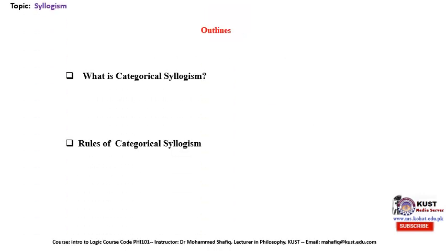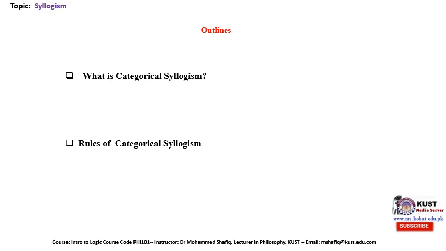The outline of this lecture basically consists of the definition of what is categorical syllogism and also what are the basic rules of categorical syllogism. We are concentrating on categorical syllogism only because most of the time syllogistic arguments are in categorical shape. Very occasionally there are hypothetical or disjunctive syllogistic arguments.